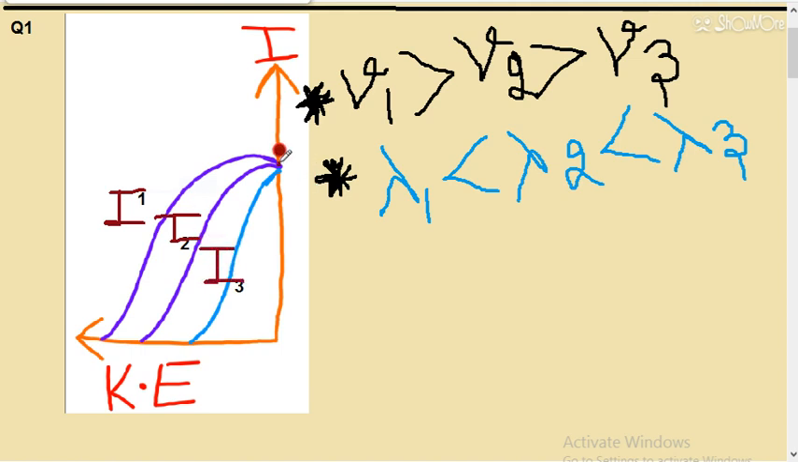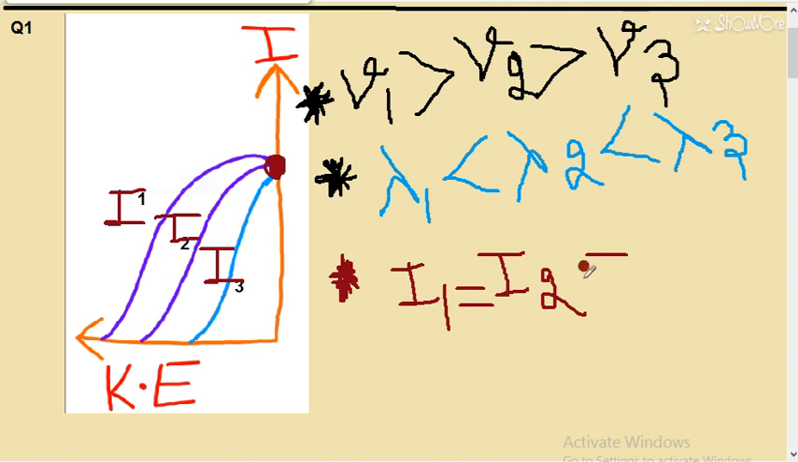Students, see here the photoelectric current is the same for the 3 radiations, and I said the photoelectric current is depending on the intensity. So if photoelectric current is the same, that means the intensity for the 3 radiations is the same, intensity is not changing. So that means I1 is equal to I2 is equal to I3.